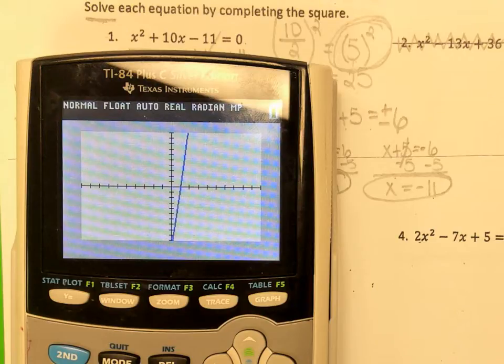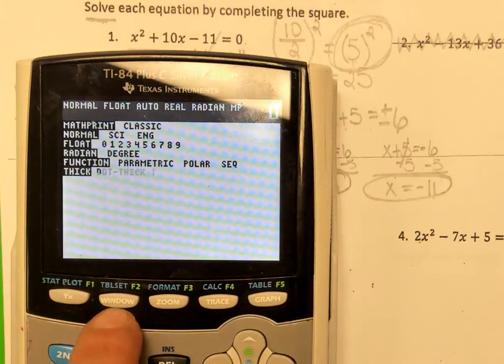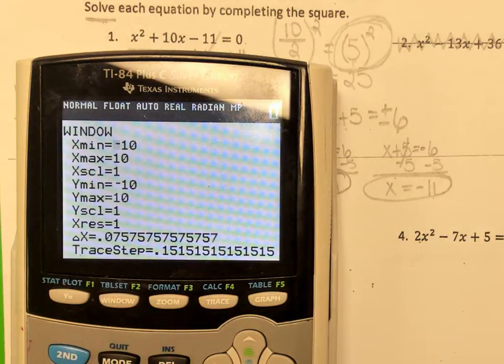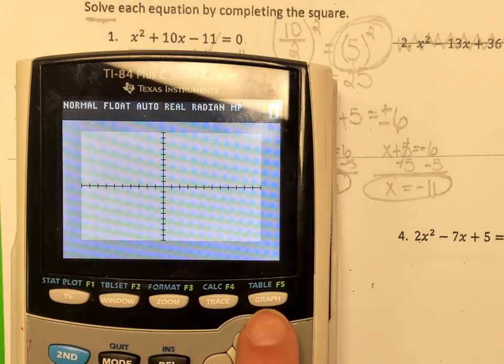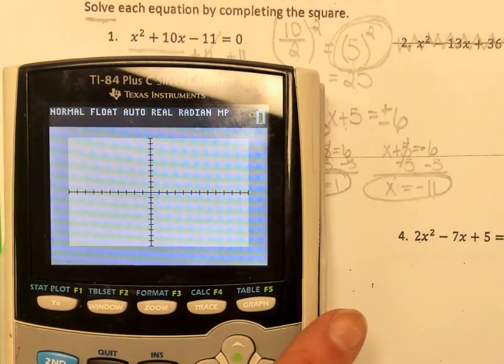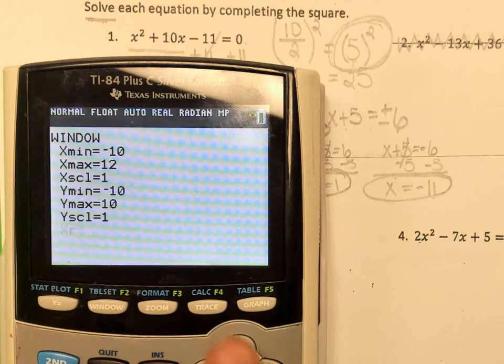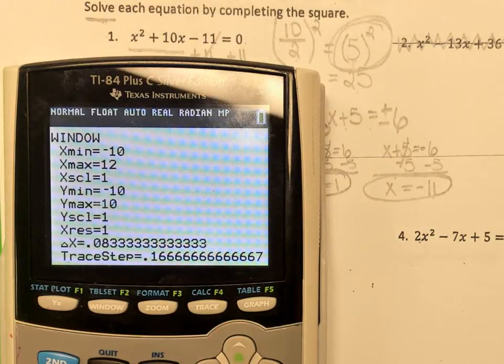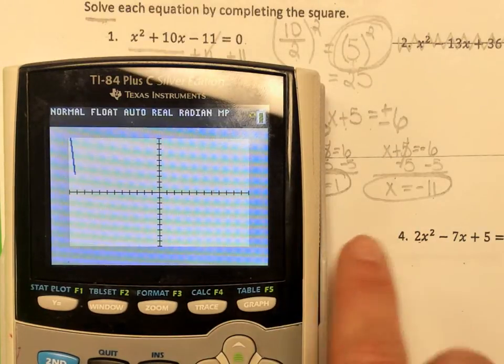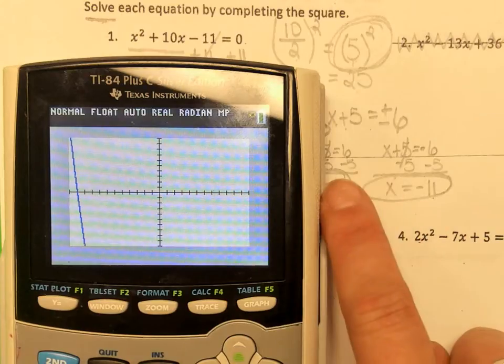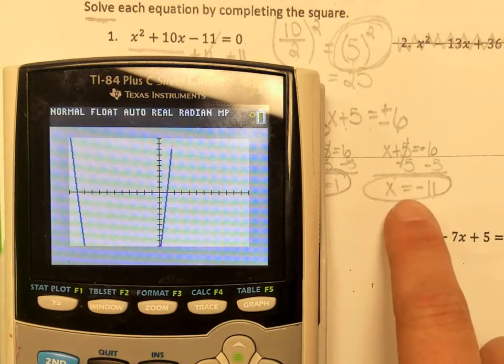Alright, so what do you notice? Let me make my window bigger so you can see it. Let's make my x maximum 12. All right, what x values did we get? What two x values, guys? 1 and negative 11, right?